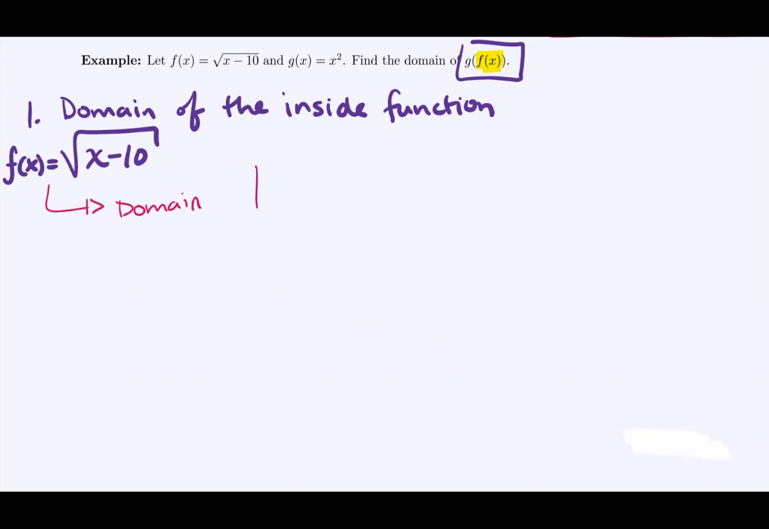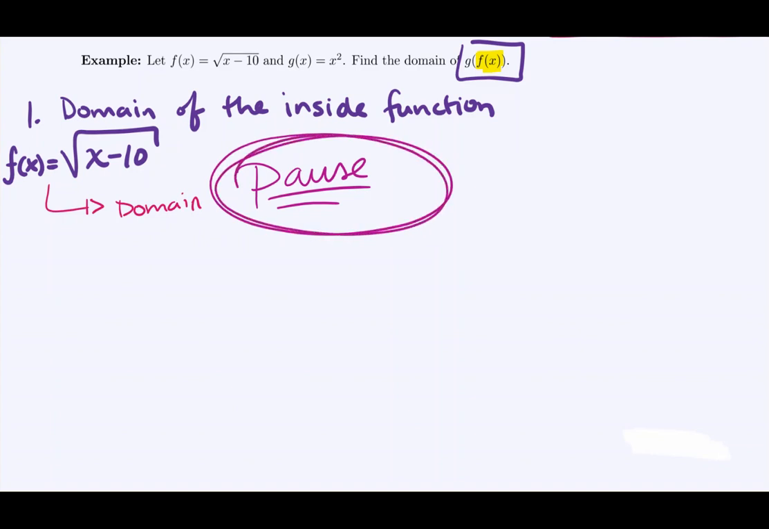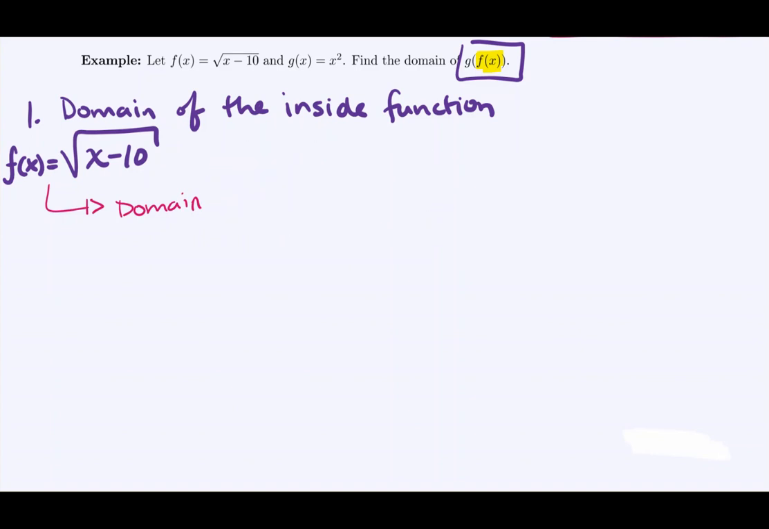To give yourself adequate time, pause the video now. Write out the domain of f of x here. Unpause to check your work. We look at this function, and basically it's just the square root, right? That's all its structure is.